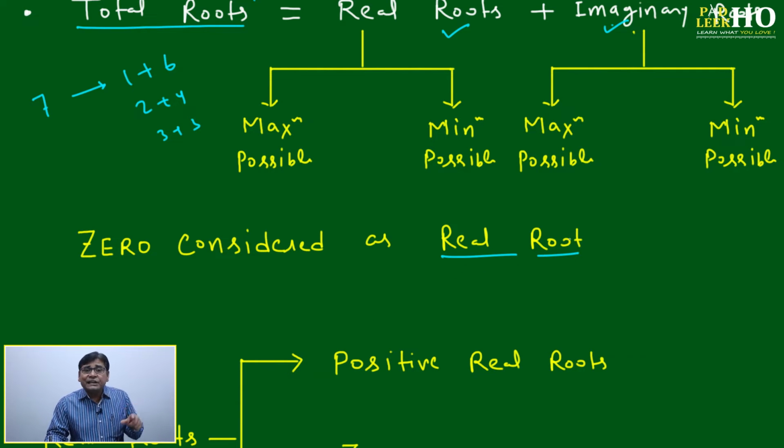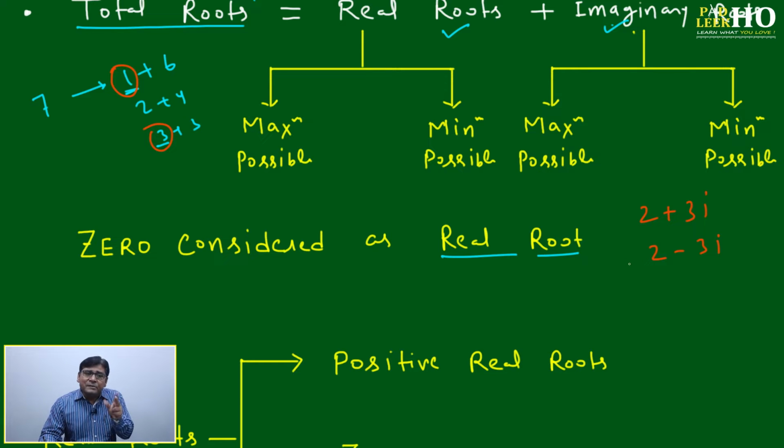Another is that imaginary roots always will occur in pairs. Means the number of imaginary roots cannot be 1 or 3 or 5. It cannot be a solution of imaginary roots. Imaginary roots will always be in pairs. For example, if 2 plus 3i is one root, then 2 minus 3i also will exist. That is fundamental, or you can say this is the basic criterion for imaginary roots.